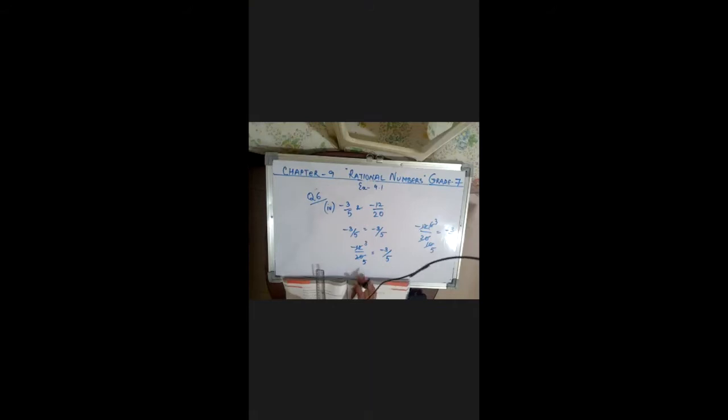Therefore minus 3 by 5 and minus 12 by 20 are the same rational numbers.